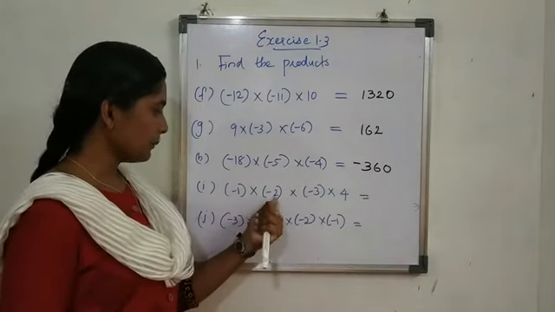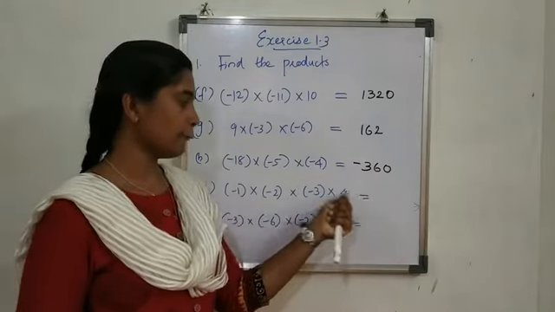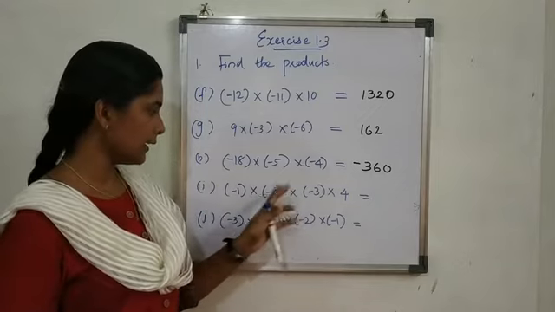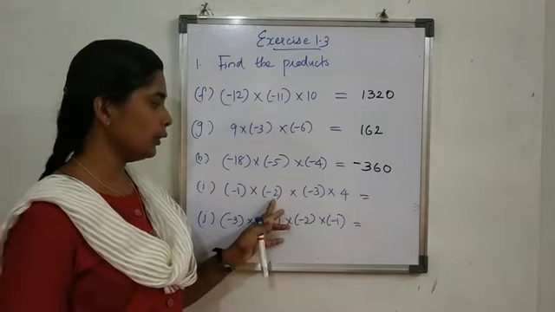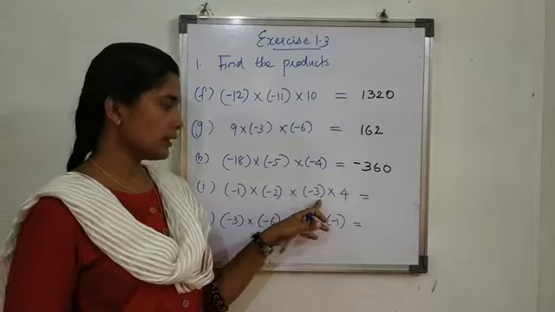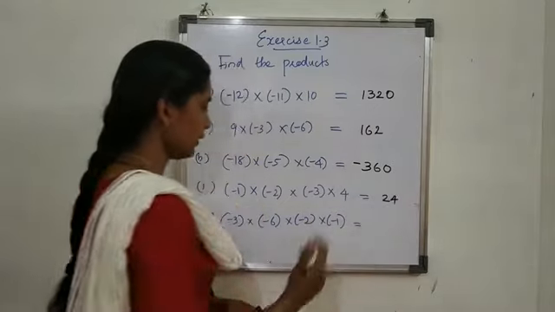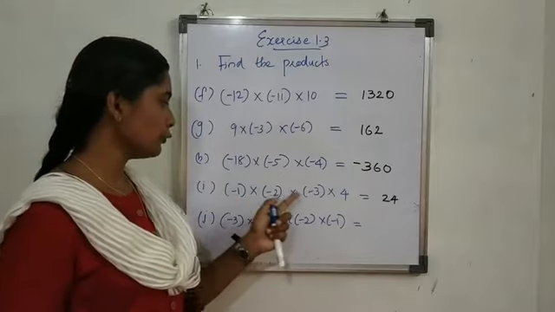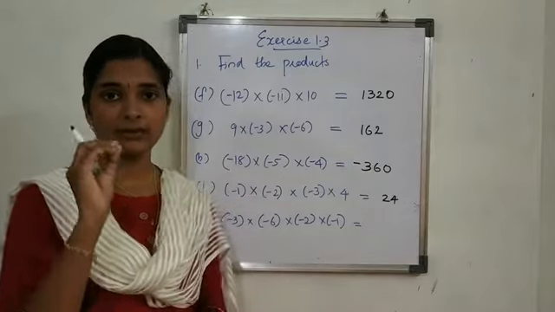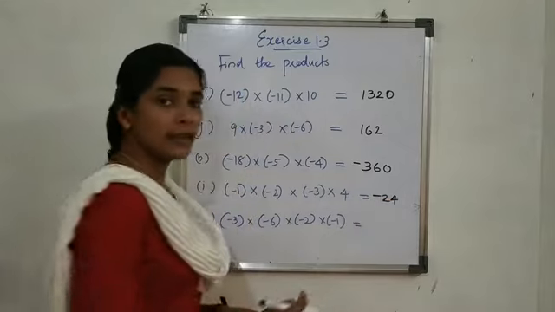Then minus 1, minus 2, minus 3 and 4. 4 is positive and 3 negative integers are there. 1 into 2, then 2 into 3 is 6, 6 into 4 is 24. Then how many negative integers? 1, 2, 3. 3 negative integers. That is an odd number. Therefore, the answer is negative.